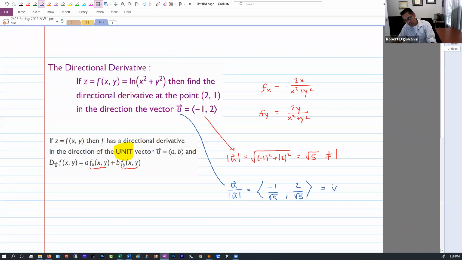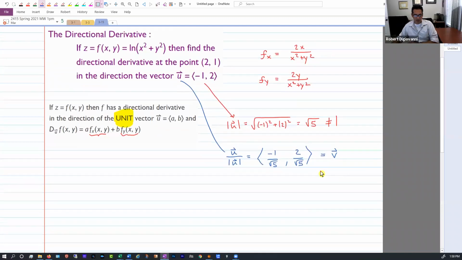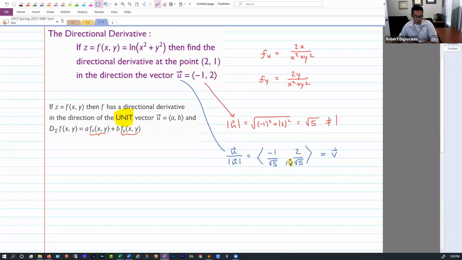Okay, so now I can't call this vector u. I'm going to call it v instead, because u was not a unit vector and v is a unit vector. So for us, what we want is the directional derivative in the direction of v of this function at the point (2, 1). And that should be equal to the a, which is negative 1 over root 5, and then I'll leave a space here, plus the b, which is 2 over root 5.